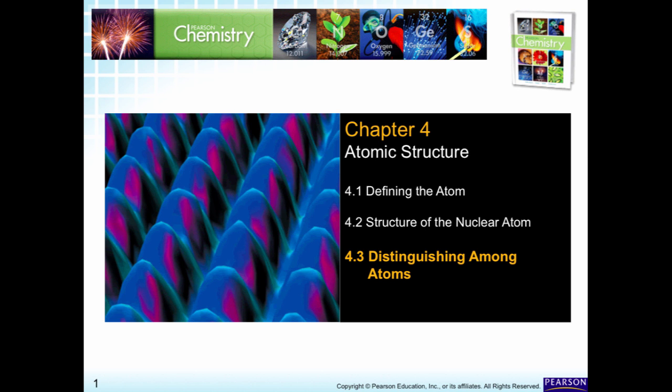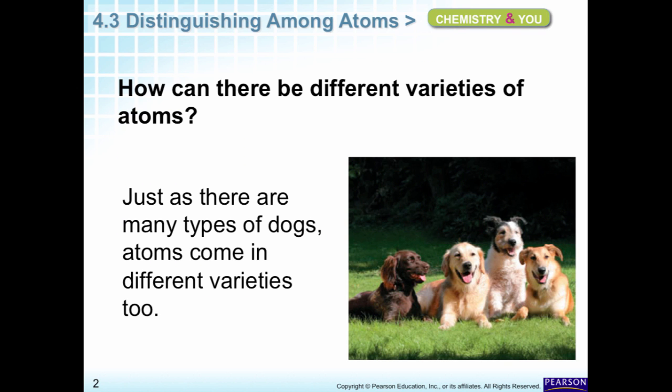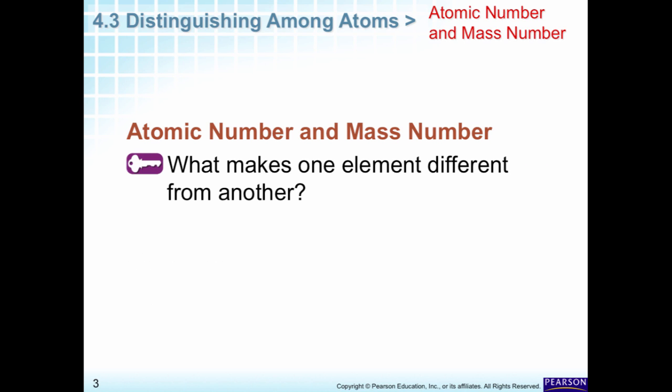Welcome to Chapter 4.3, Distinguishing Among Atoms. In this first picture, we see several different types of dogs. And just like dogs come in different breeds, atoms come in different varieties. We're going to use atomic number and atomic mass number, or just mass number, to help us determine what makes one element different than another.